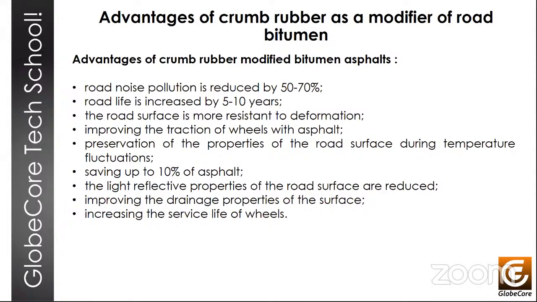Also, with the addition of crumb rubber, the mass of asphalt decreases because part of the volume, actually up to 10%, is taken up by rubber, and rubber is lighter per certain weight than bitumen, so we save on that. The reflective properties of such a road surface are reduced, meaning light reflecting surfaces, and that improves driving comfort and also safety. This material improves the drainage properties of the pavement and prevents damage to the road surface during heavy rains. And the service life of automobile tires is also increased because of the slower wear of the tread.